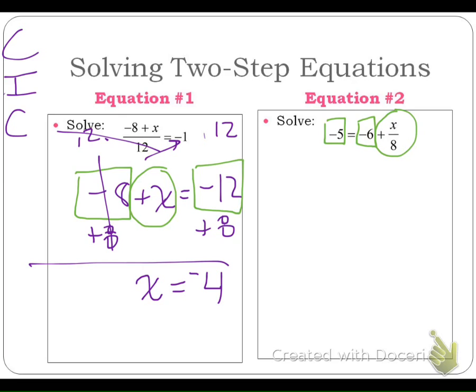Do you see how the -6 is on the same side as the variable? And our goal is to get the variable all by itself, so we need to add 6 to both sides. Draw your big fat line and combine.